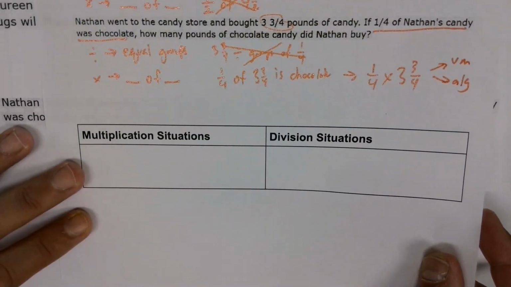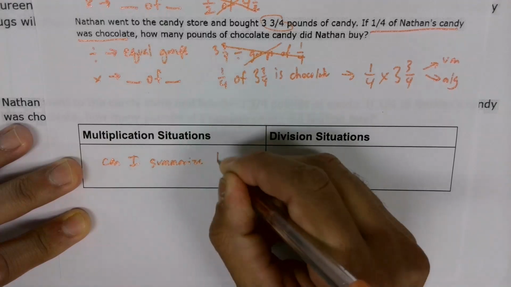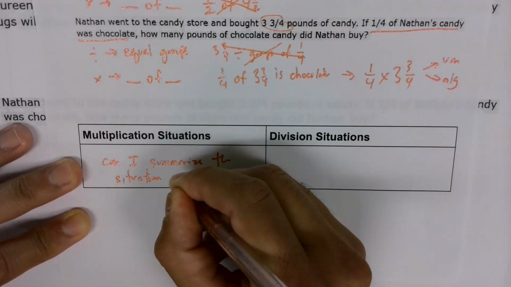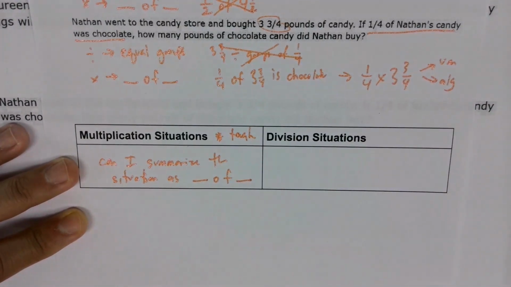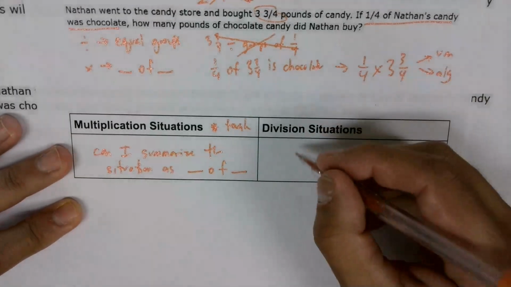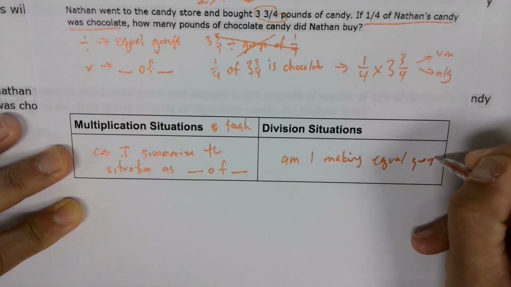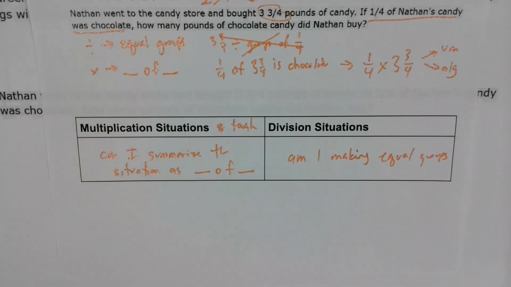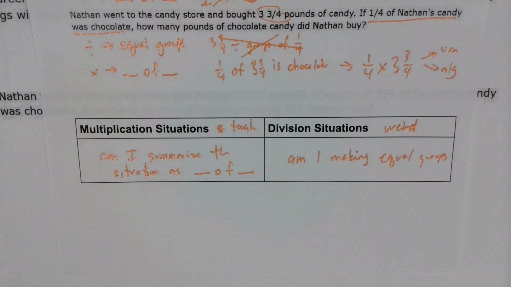So to summarize our ideas down below, for multiplication situations, the question is, can I summarize the situation as blank of blank? That one's really tough, so if you want to put a star by it. It doesn't seem like multiplication at first. For division situations, the question is, am I making equal groups? That does seem like division. The work doesn't seem like division, because if you do the division models, you're making equal groups and you never feel like you're really dividing. And if you're doing the algorithm, you end up flipping one and multiplying, you never divide. These are weird, but I don't think they're as tough, whereas with multiplication it's tough to tell.